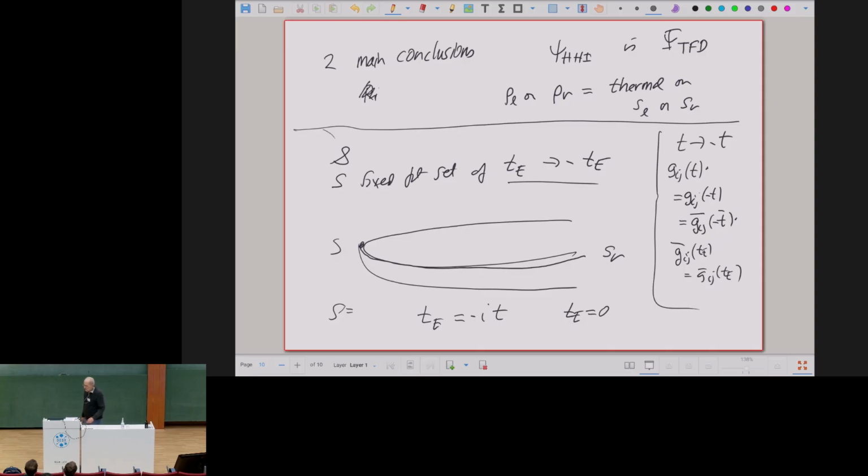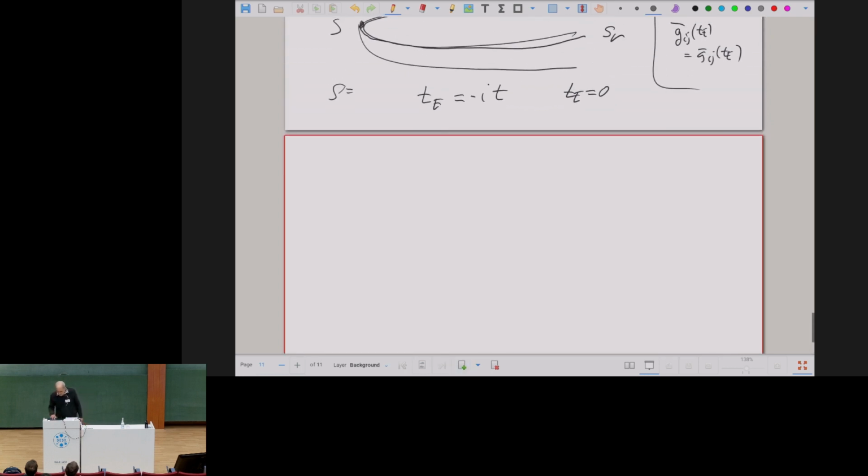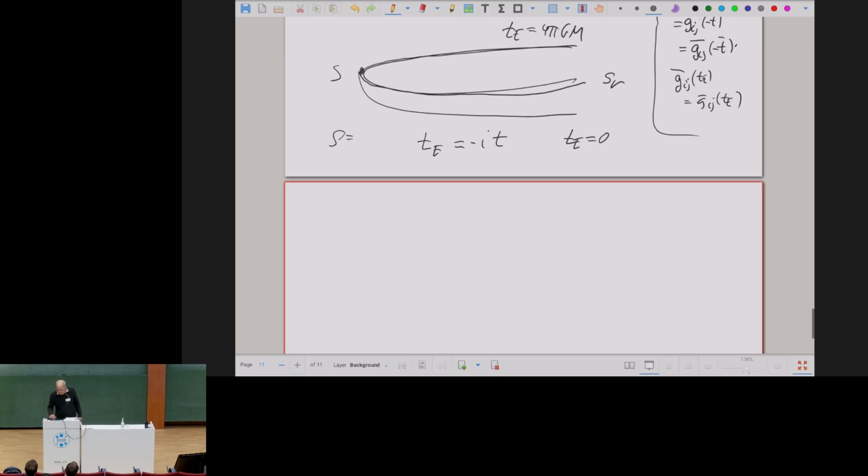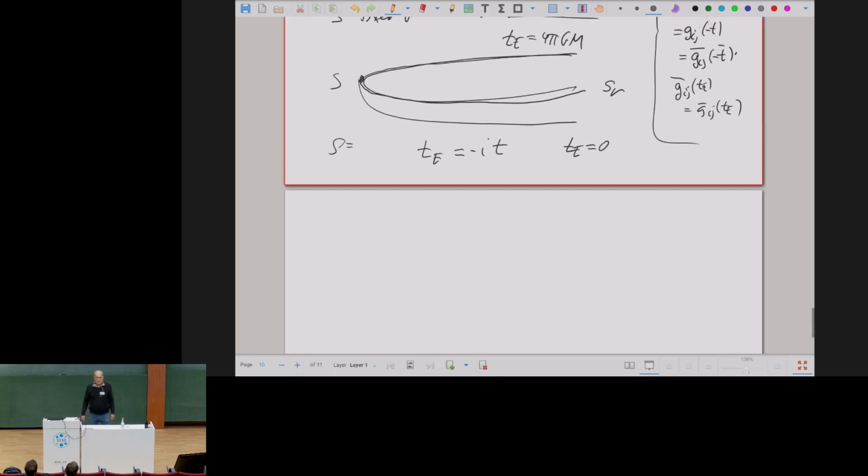But to make this construction in Euclidean signature, the initial value surface we had to use had a far side as well. The left-hand side at TE equals 4 pi GM. And that was a bonus in this construction. And that bonus is going to still be there when we go to Lorentz signature. So therefore, what's going to happen in Lorentz signature is that we're going to get a two-sided picture with the outside the horizon region we started with and a second outside the horizon region on the other side, one corresponding in Euclidean signature to T equals 0 and the other corresponding to 4 pi GM.